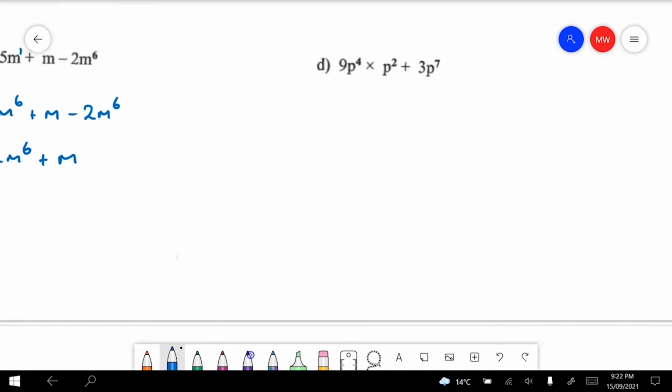And D, let's do multiplication first. So we've got 9 times 1, which makes 9. p to the 4 plus 2 is 6. And then we've got 3p to the 7, and that's as far as we can go.